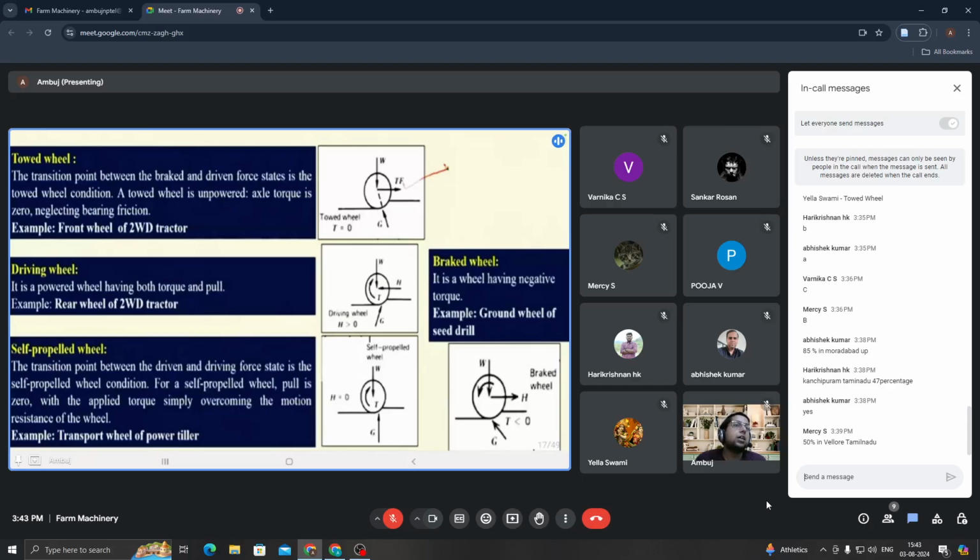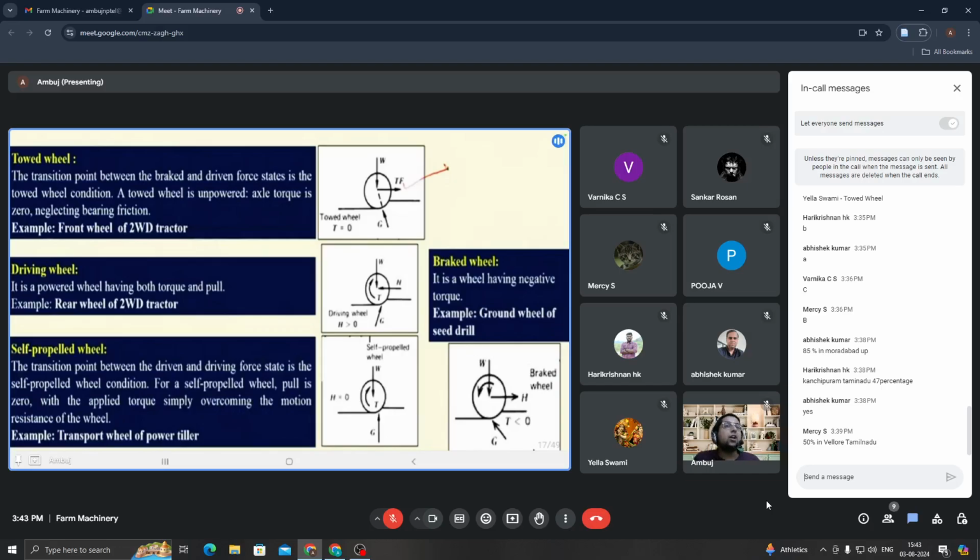But in case of a ground wheel of a seed drill, it provides an outward thrust while it is getting towed, or while it is getting carried. It tries to push the tractor in a certain forward direction. That is why it is known as the braked wheel, or the wheel which is having negative torque. Try to visualize this when you will see the operation of the seed drill in the field in your practical classes, then immediately you can remember this fact.